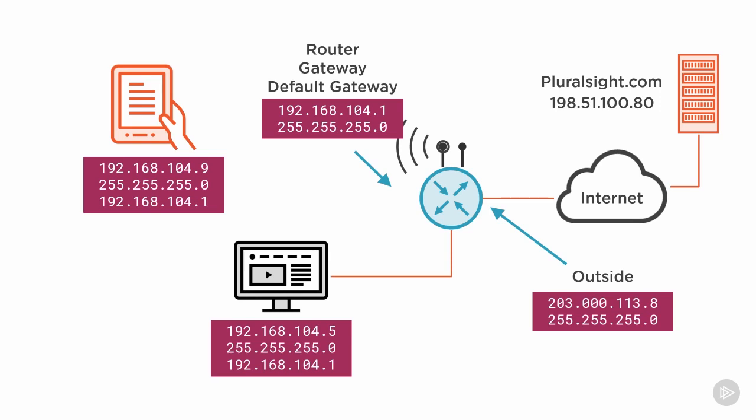And I also want to introduce some utilities like ping that will allow us to determine if a resource is online or not. What we should expect to see is that all the devices on our internal network should all have an IP address of 192.168.104 dot something. Okay, my workstation is going to have .5, my tablet has .9, and my router has .1.